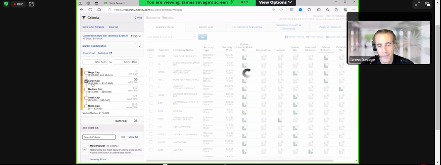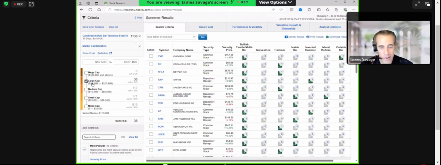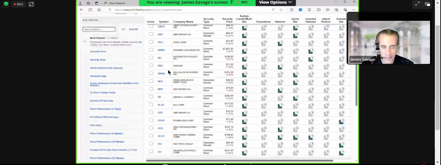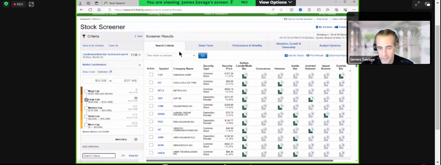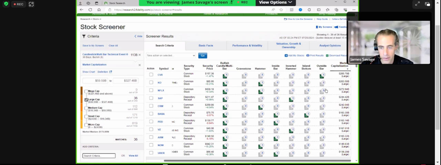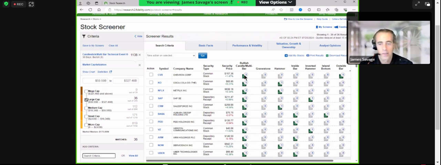819 of them are micro cap companies. So let's see if we see some popular names up here towards the top. And I would beg to guess that many of you are familiar with these companies. We should have it sorted. Yep, it is sorted by market cap. Let's take a look to see possibly some kind of patterns that were created.